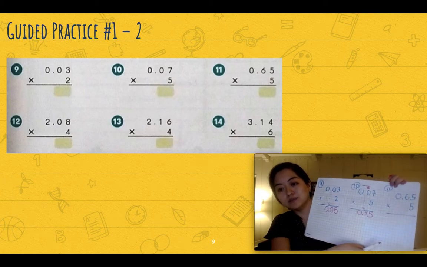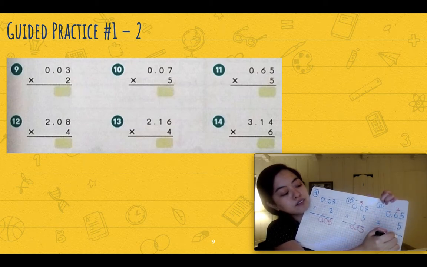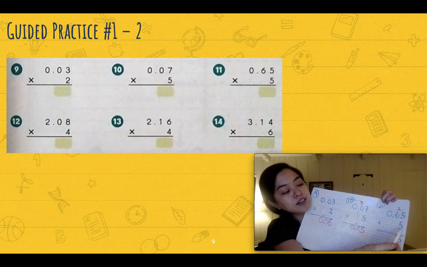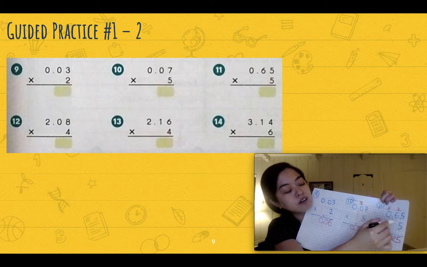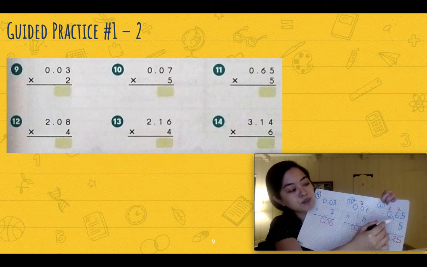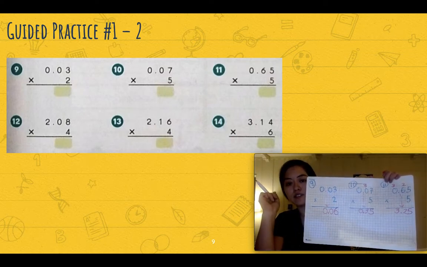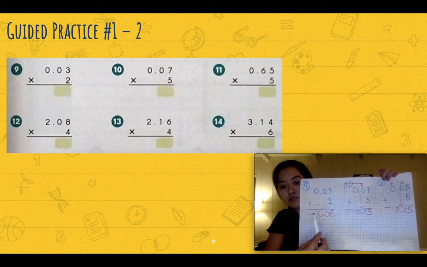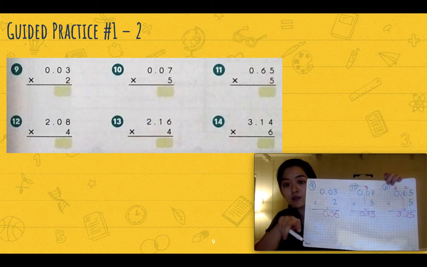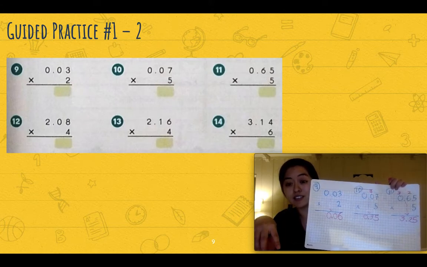Let's look at number 11. Number 11, we're going to do 5 times 5 is 25. 6 times 5 is 30, plus 2 is 32. 0 times 5 is 0, plus 3 is 3. And my decimal point goes all the way down here, so my answer is 3.25. So these are my answers for 9, 10, 11. So you can pause the video and check your answers with these answers on the board and see how it compares. Okay, all right, I'm going to move on to numbers 12, 13, and 14 now.